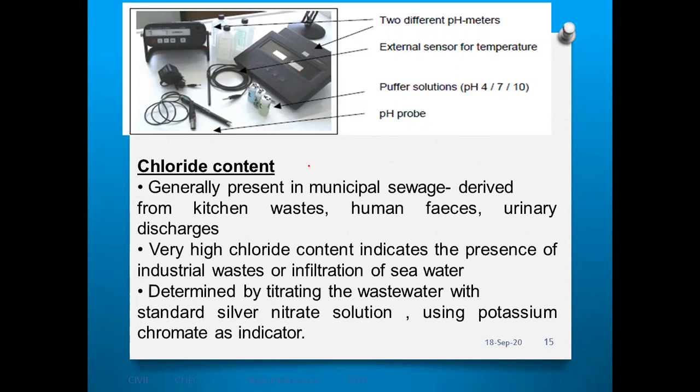Next one is the chloride content. How much chloride is present in the sewage water? It is generally present in municipal sewage, derived from kitchen waste, human waste, and urinary discharges. Very high chloride content indicates the presence of industrial waste or infiltration of seawater. It is determined by treating the wastewater with standard silver nitrate solution, using potassium chromate as indicator. So for checking the chloride content in the wastewater, we use standard silver nitrate solution and potassium chromate.